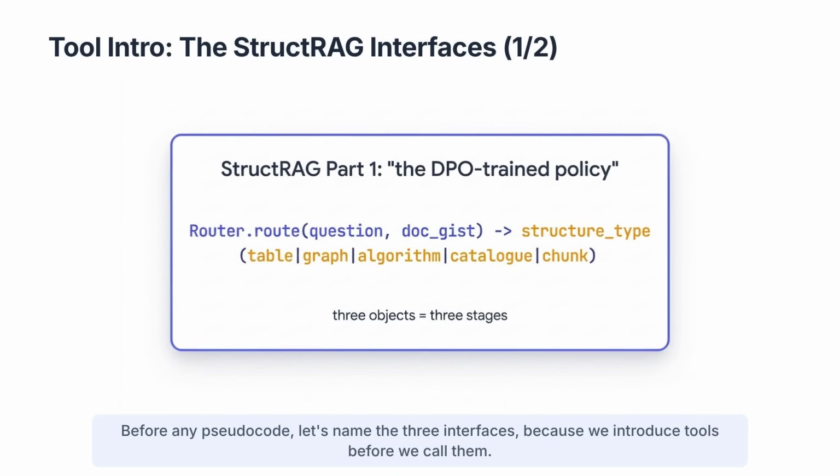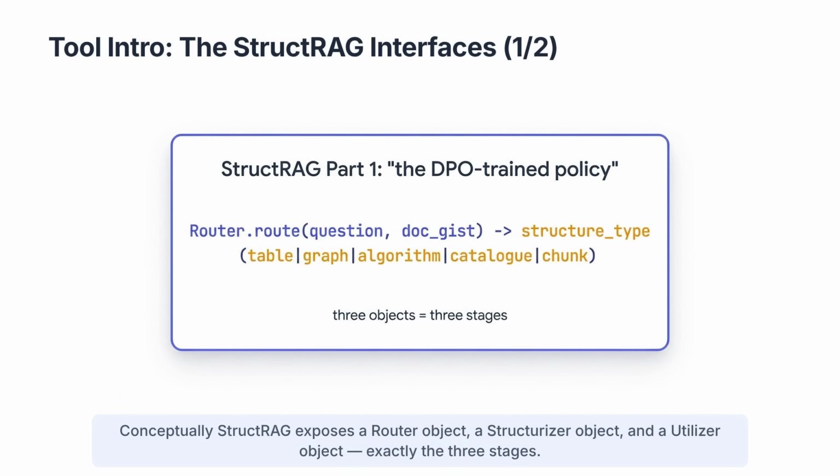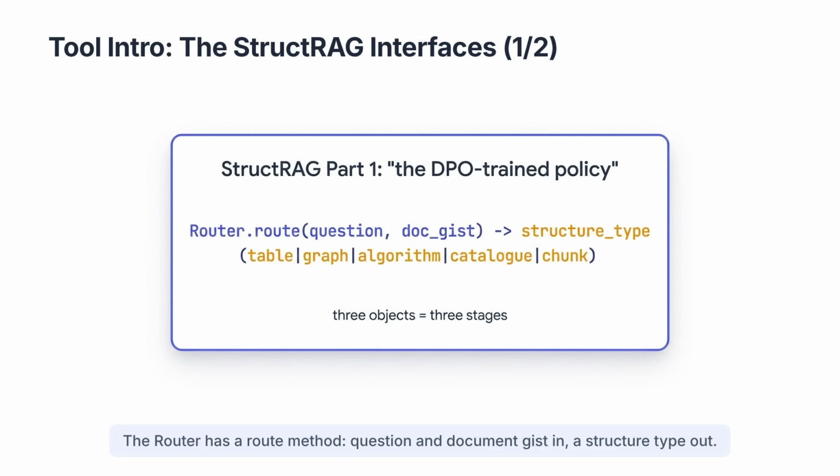Before any pseudocode, let's name the three interfaces, because we introduce tools before we call them. Conceptually, StructRAG exposes a router object, a structurizer object, and a utilizer object, exactly the three stages. The router has a route method, question and document gist in, a structure type out. It's the trained DPO policy we just discussed, wearing a simple function signature.